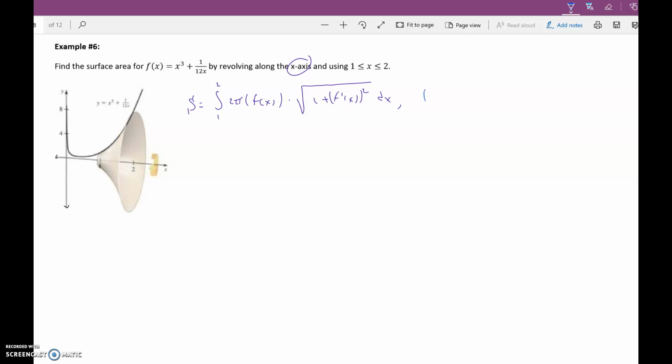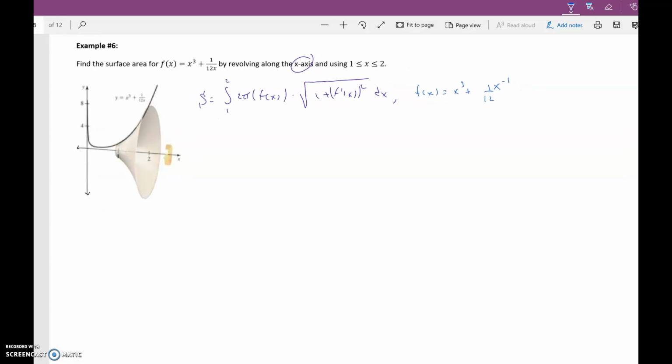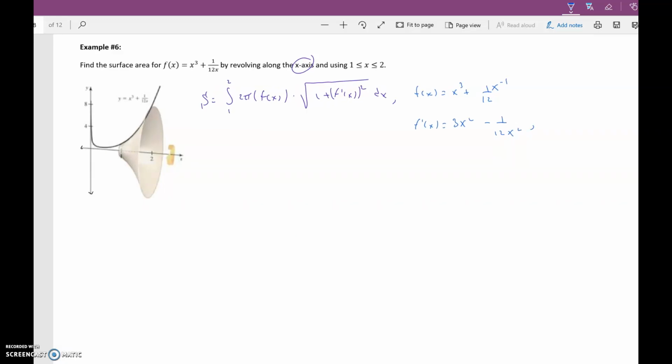We're going to be using f of x equal to x to the third plus 1/12 of x to the negative 1. I'm rewriting it in this form to actually take the derivative. Then f prime of x is equal to 3x squared minus 1 over 12 x squared. Obviously x cannot equal 0. So that's going to be our derivative. Let's do our derivative squared.